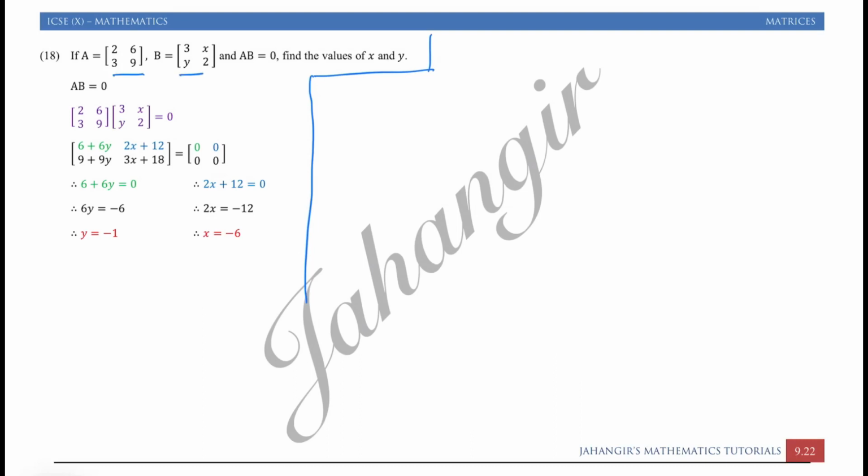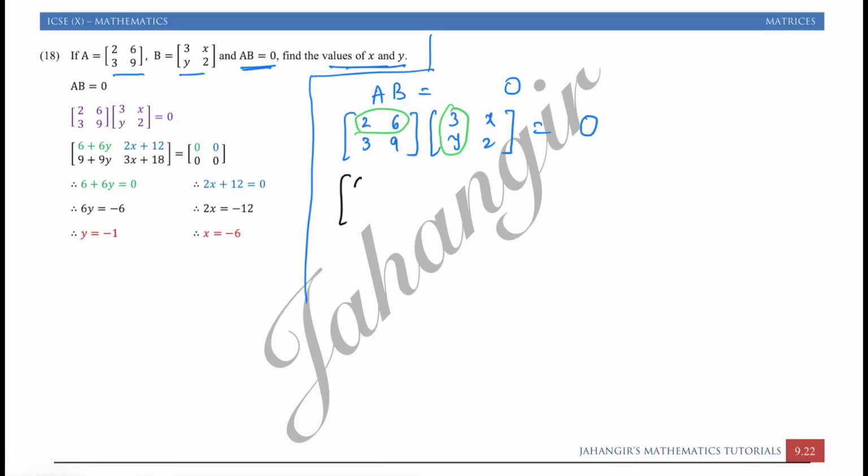Here A is given, B is given, AB is equal to 0. You have to find the value of x and y. So we know AB is 0. So we can write AB. A is [2, 3; 6, 9] into B [3, 2x; y, 2], that is equal to 0. So first row, first column. This is first row, this is first column.